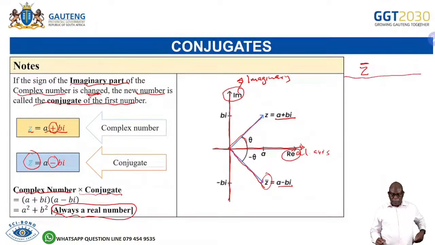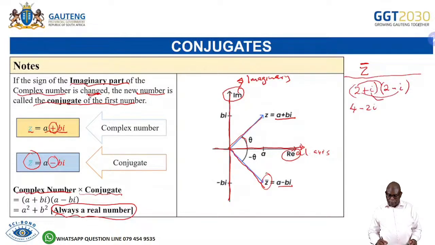Here's an example. If I take 2 plus i and multiply it with 2 minus i, the answer will always be a real number. You'll get these questions in your assessments. 2 times 2 is 4. 2 times negative i is negative 2i. Then positive 2i, and i times negative i gives negative i squared. So the 2i terms give me 0. I'll get 4 minus i squared. What do I know about i squared? Negative 1. So I'll get 4 minus negative 1, and now my answer will be 5. And 5 is a real number.